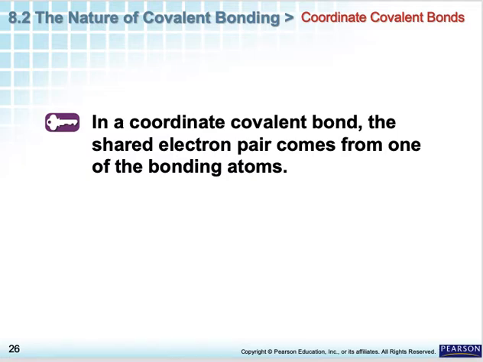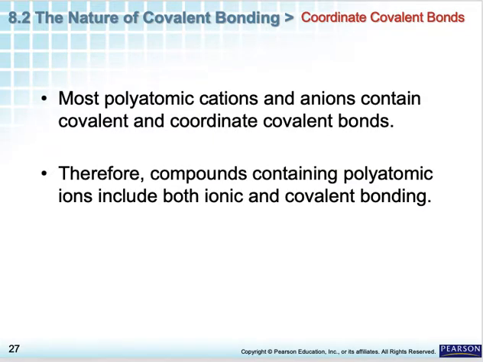Welcome back. We finished up with coordinate covalent bonds, and we're going to finish this section now. Most polyatomic cations and anions (there are only two cations that you have) contain covalent and coordinate covalent bonds. Therefore, compounds containing polyatomic ions have both an ionic bond and a covalent bond.